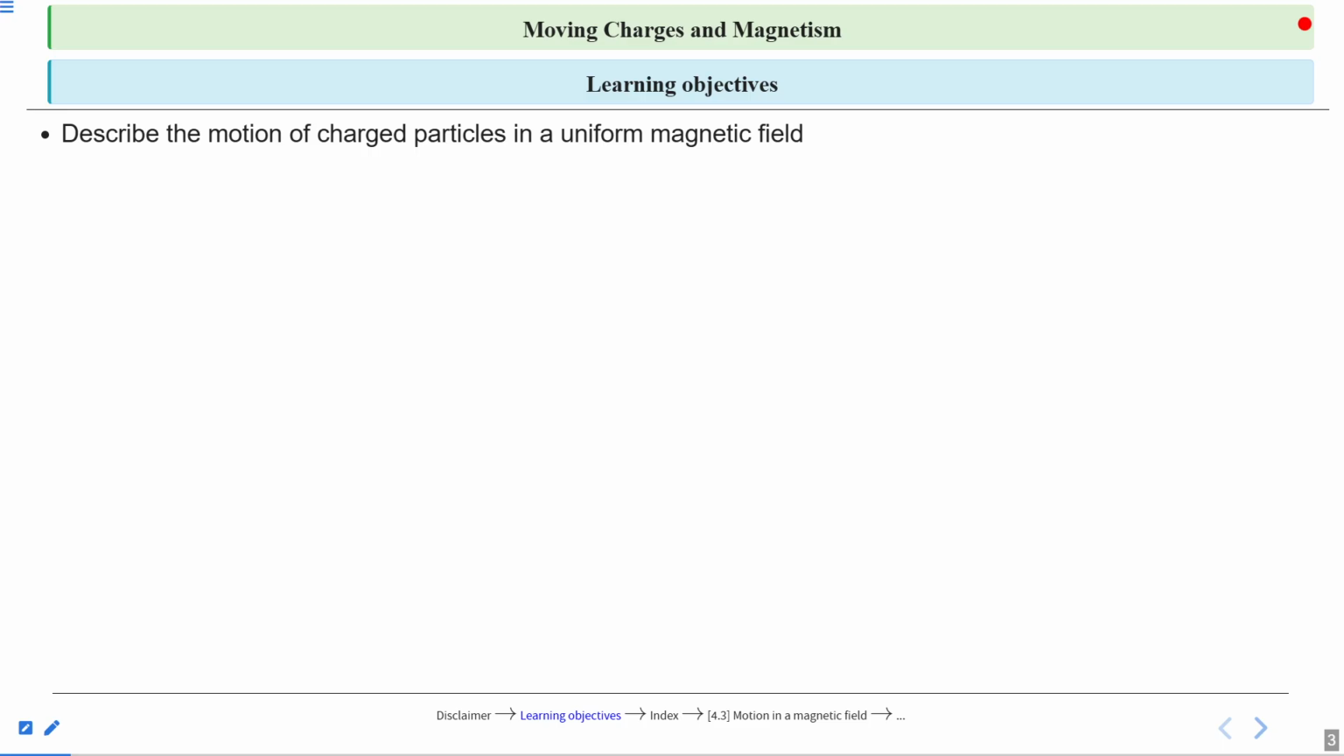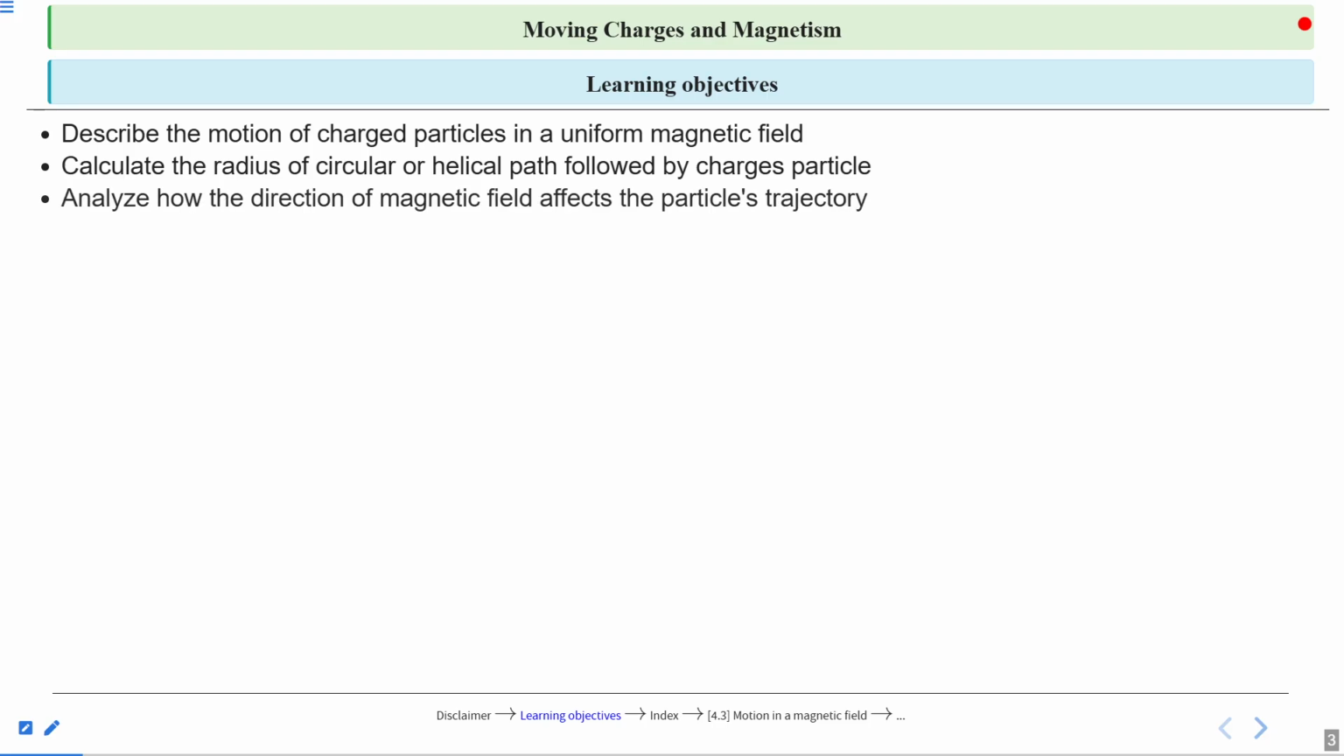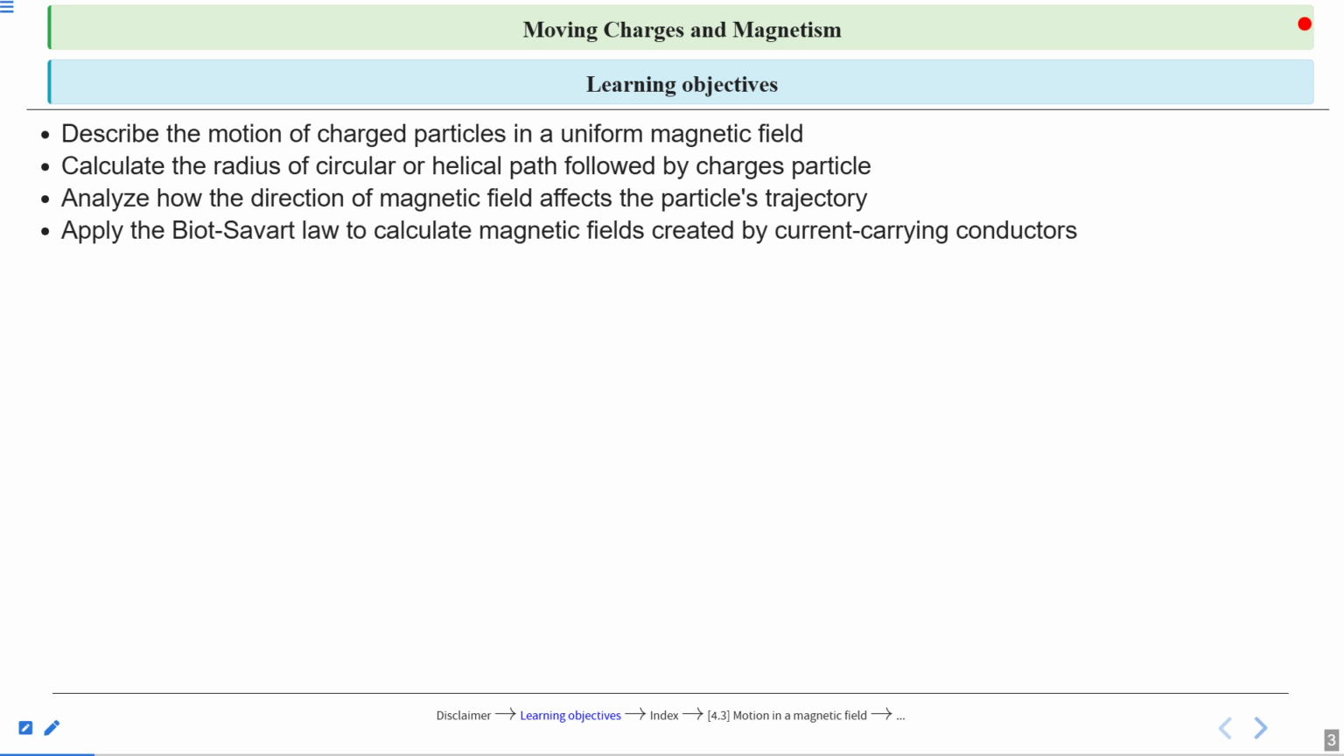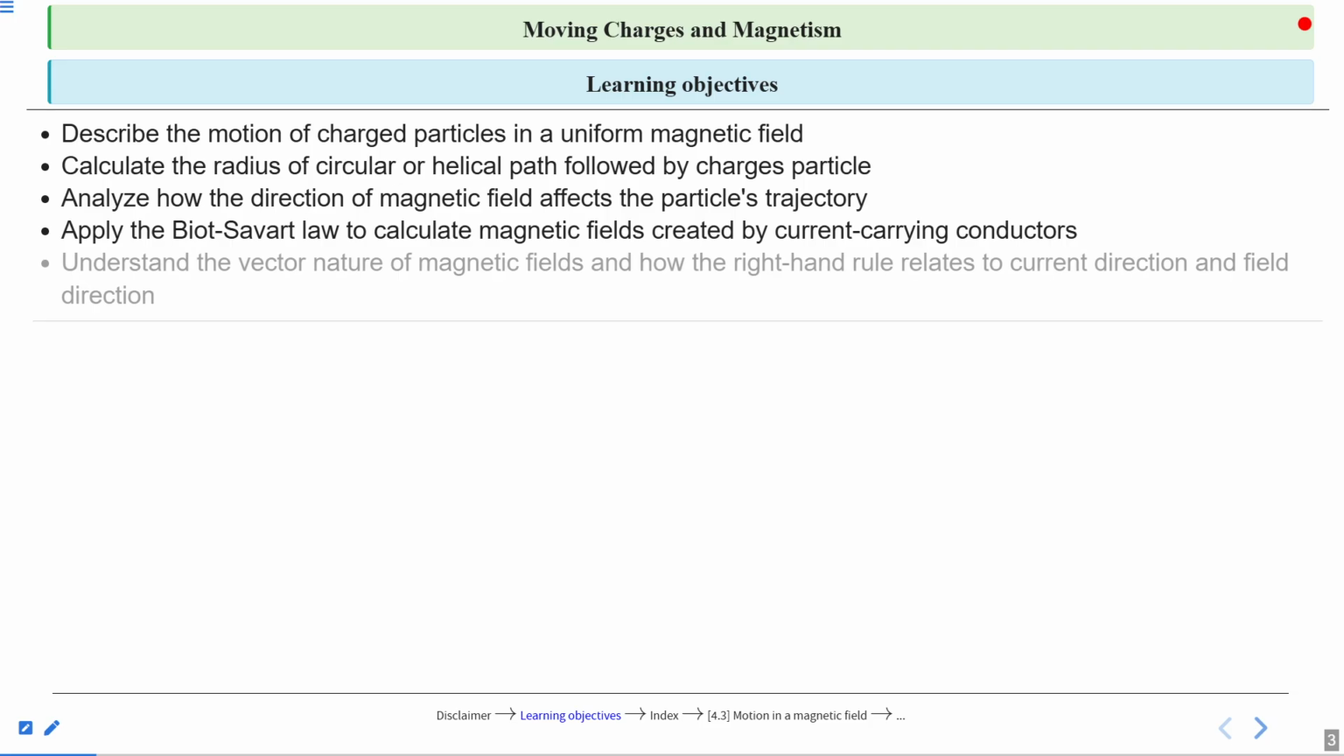Learning objectives. We are going to describe the motion of charged particles in a uniform magnetic field, and calculate the radius of the circular or helical path followed by a charged particle. We are going to analyze how the direction of the magnetic field affects the particle's trajectory. We are going to apply the Biot-Savart law to calculate magnetic fields created by a current carrying conductor. We are going to understand the vector nature of magnetic fields and how the right hand rule relates current direction and field direction.